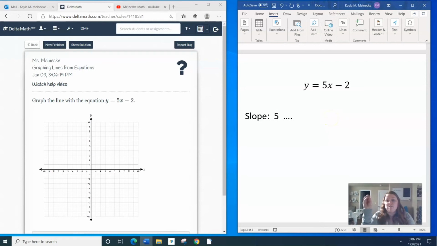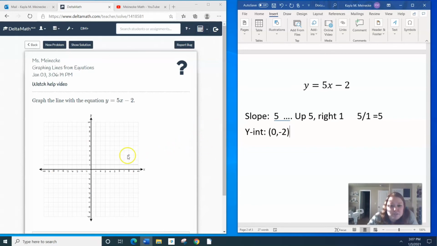For rise and run, that means it's going up 5, because that's a +5, and then right 1, because 5 divided by 1 is the same thing as 5. So you're going to go up 5 over 1. But before we do that movement, we have to have a starting point, which is your y-intercept. If you look at the back of the equation, you have a -2, so your y-intercept is at (0, -2).